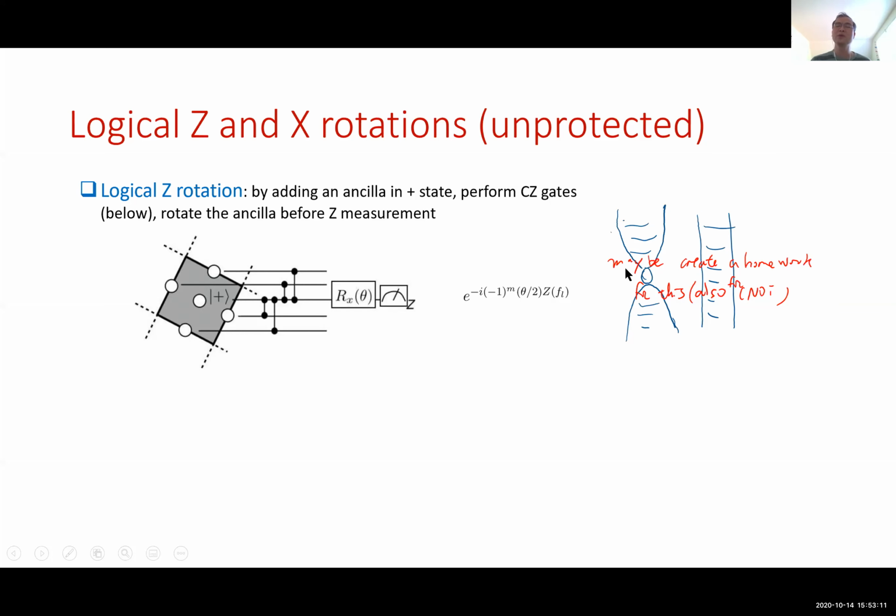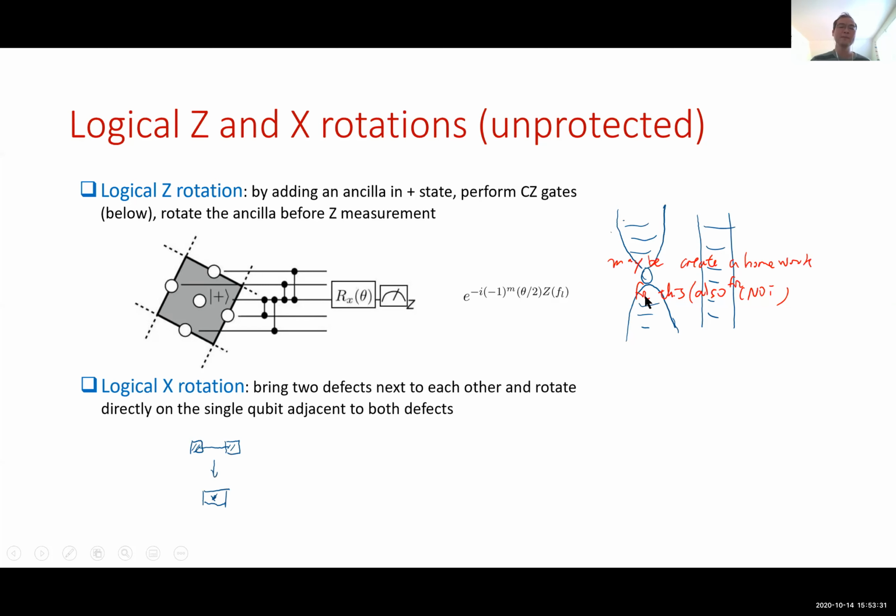The reason you want to use defects in a larger region is that the code space depends on the size of the defect. So that's why everywhere else in this, the defects are thick, they're protected. But this region is vulnerable, you are susceptible to noise. Okay. So that's the Z rotation.